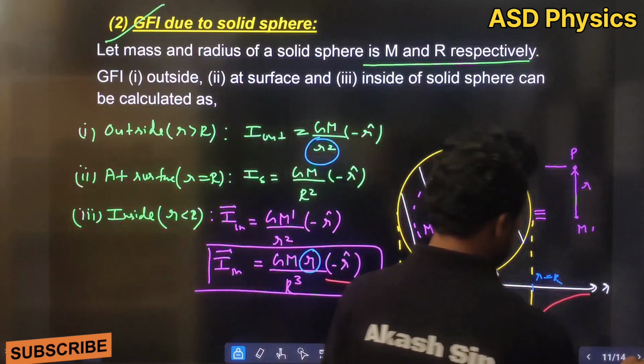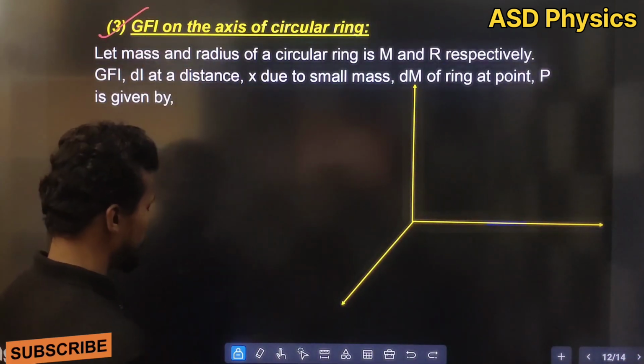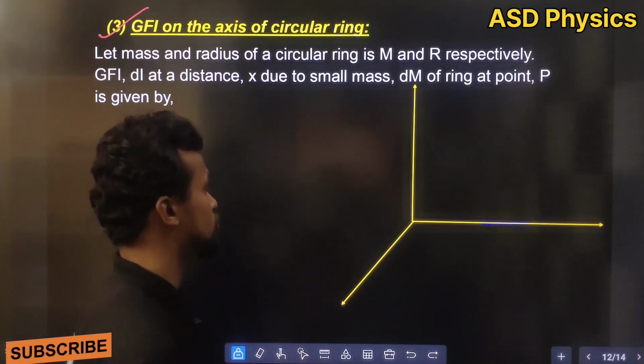Now, okay, good. Now we are just reaching the end only. The last one is what? GFI on the axis of a circular ring. Very, very important for the 12th also. 12th also will be there.